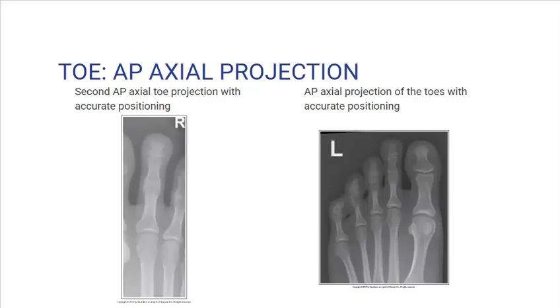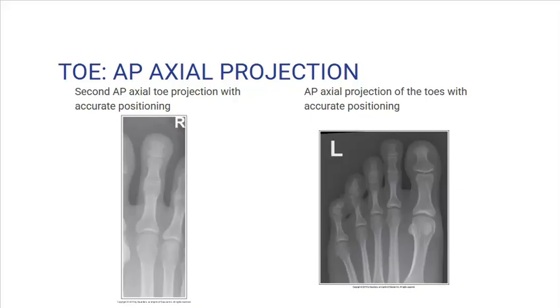Image analysis guidelines for the AP axial toe projection state that the midshaft concavity and soft tissue width are equal on both sides of the phalanges. The interphalangeal and metatarsophalangeal joints are open. The phalanges are seen without foreshortening. No soft tissue or bony overlap from the adjacent digits is present.